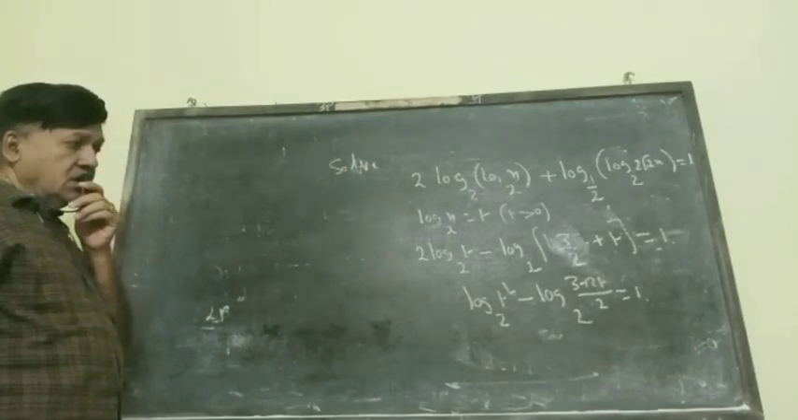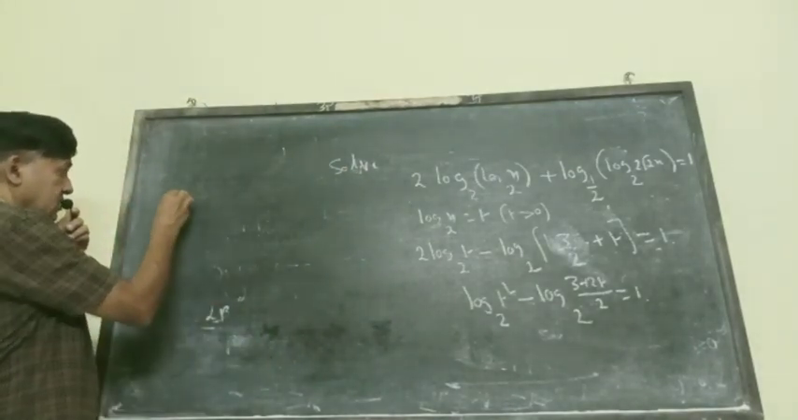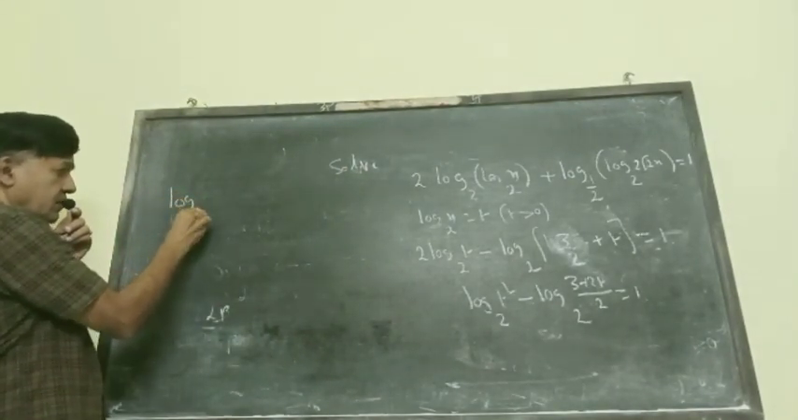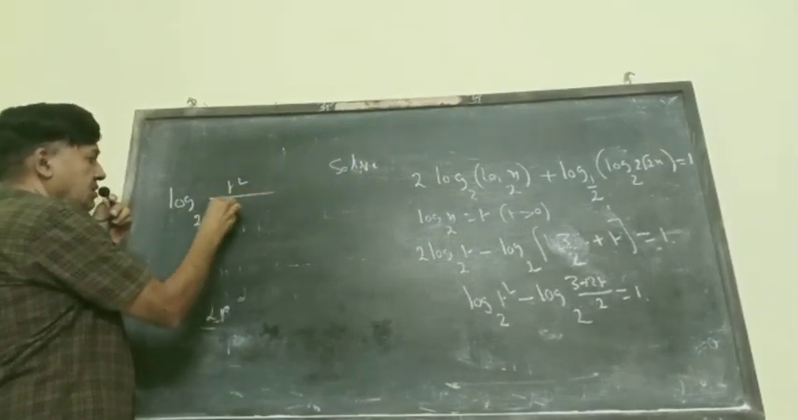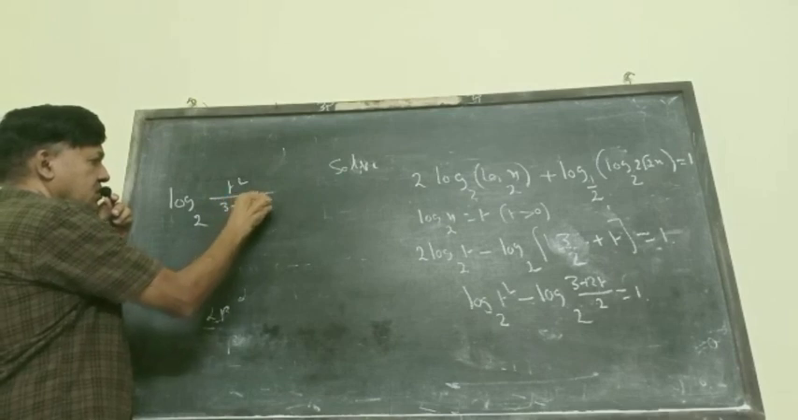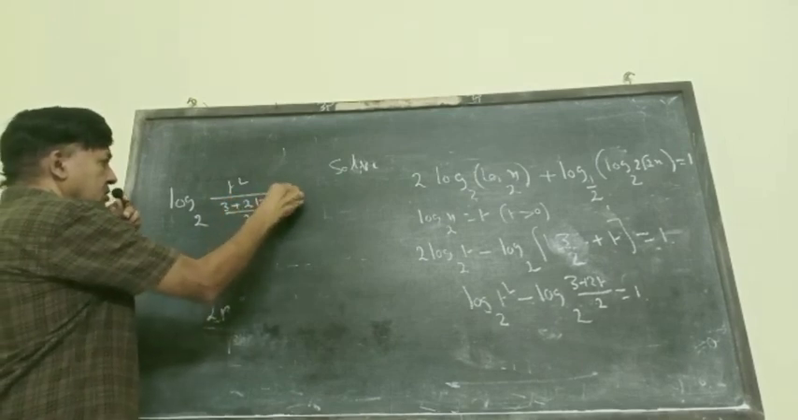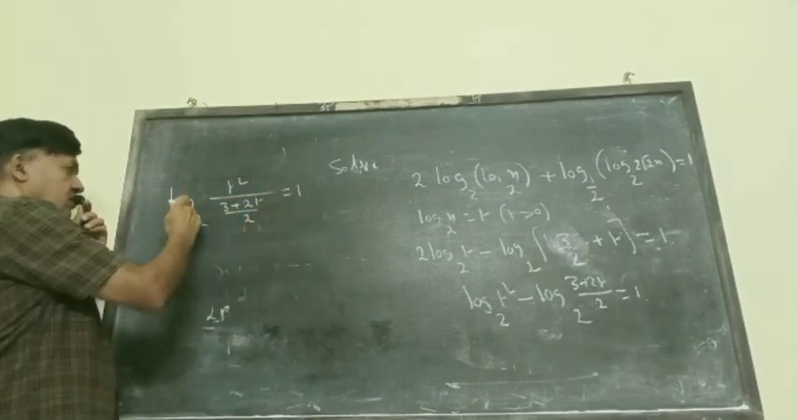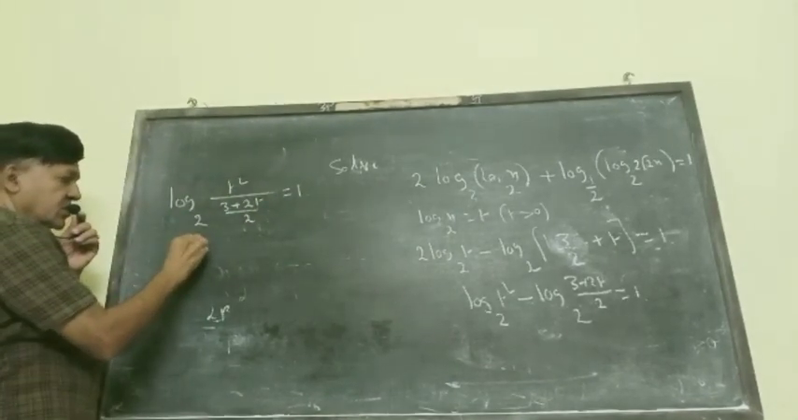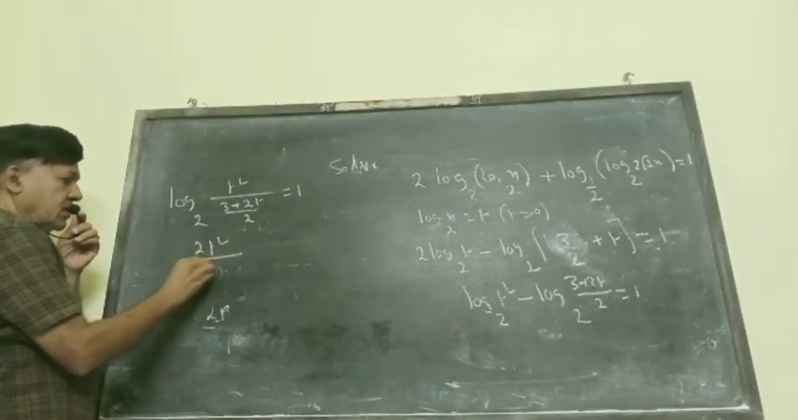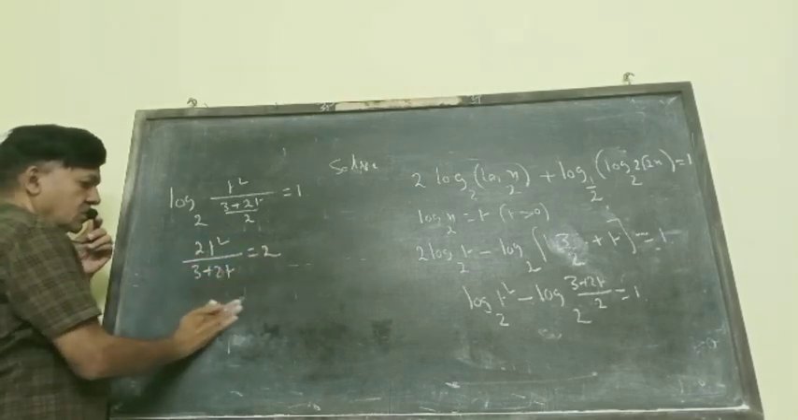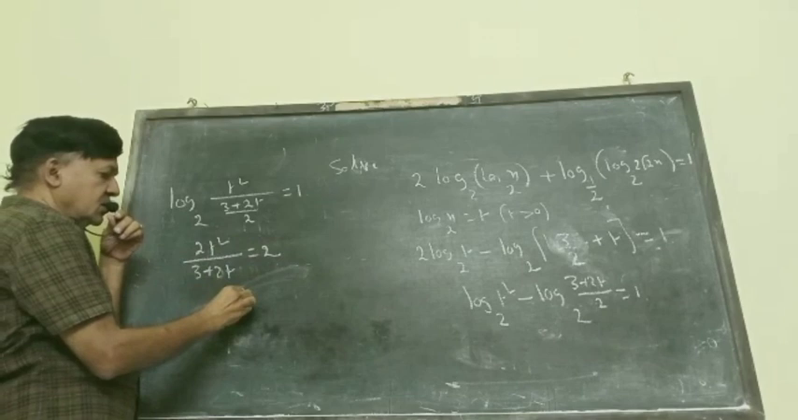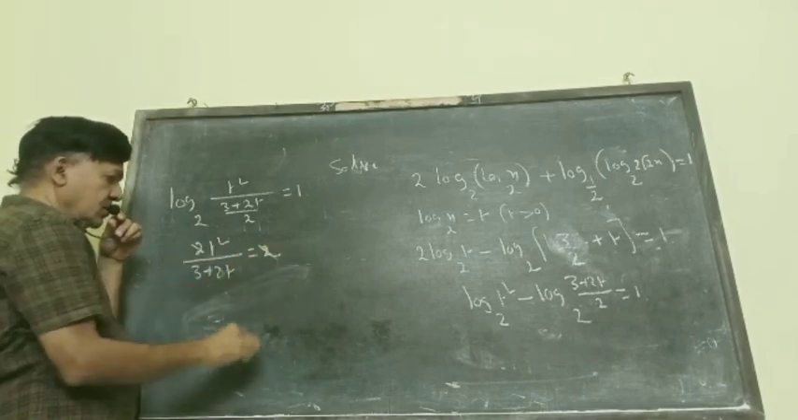It's just like log m minus log n. So log to base 2 of (t square by 3 plus 2t by 2) is 1. So remove the log and send 2 to that side: 2t square by 3 plus 2t is equal to 2. Now solve this quadratic, you can cancel 2 of course.